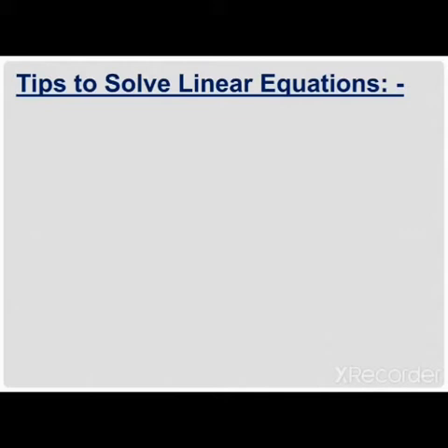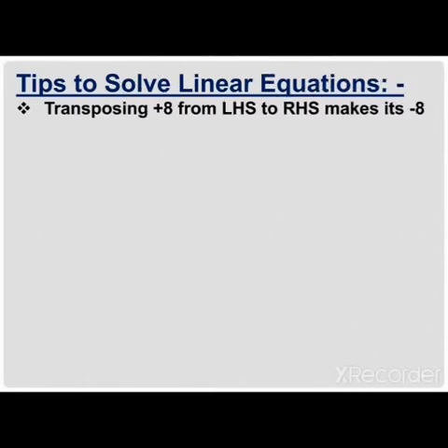So some tips are given below. First tip: transposing plus 8 from left hand side to right hand side makes it minus 8. Transposing means shifting or transferring. Positive 8 we have to shift from left hand side to right hand side, it becomes minus 8. Let us understand. x plus 8 equal to 0. Now here 8 is added to the variable x. So one side is variable, another side we have to put constant. So x equal to minus 8.